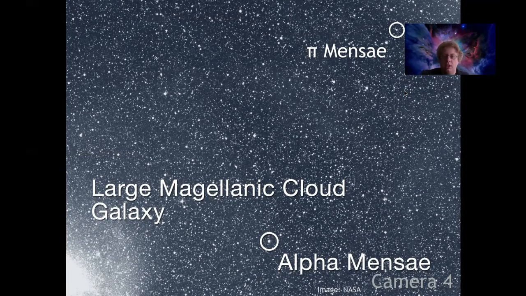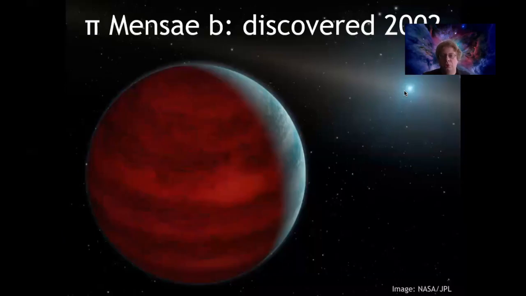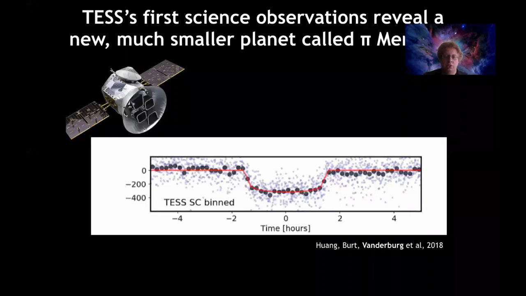Why? The reason is that this star was already known to have a planet that was discovered back in 2002. This planet was discovered using the radial velocity method, looking for the small tugging back and forth of the star caused by a planet. It has a very distant planet, more massive than Jupiter, orbiting it every couple of years. But when TESS looked at this star, it found a second planet that was much smaller, called Pi Mensa C.